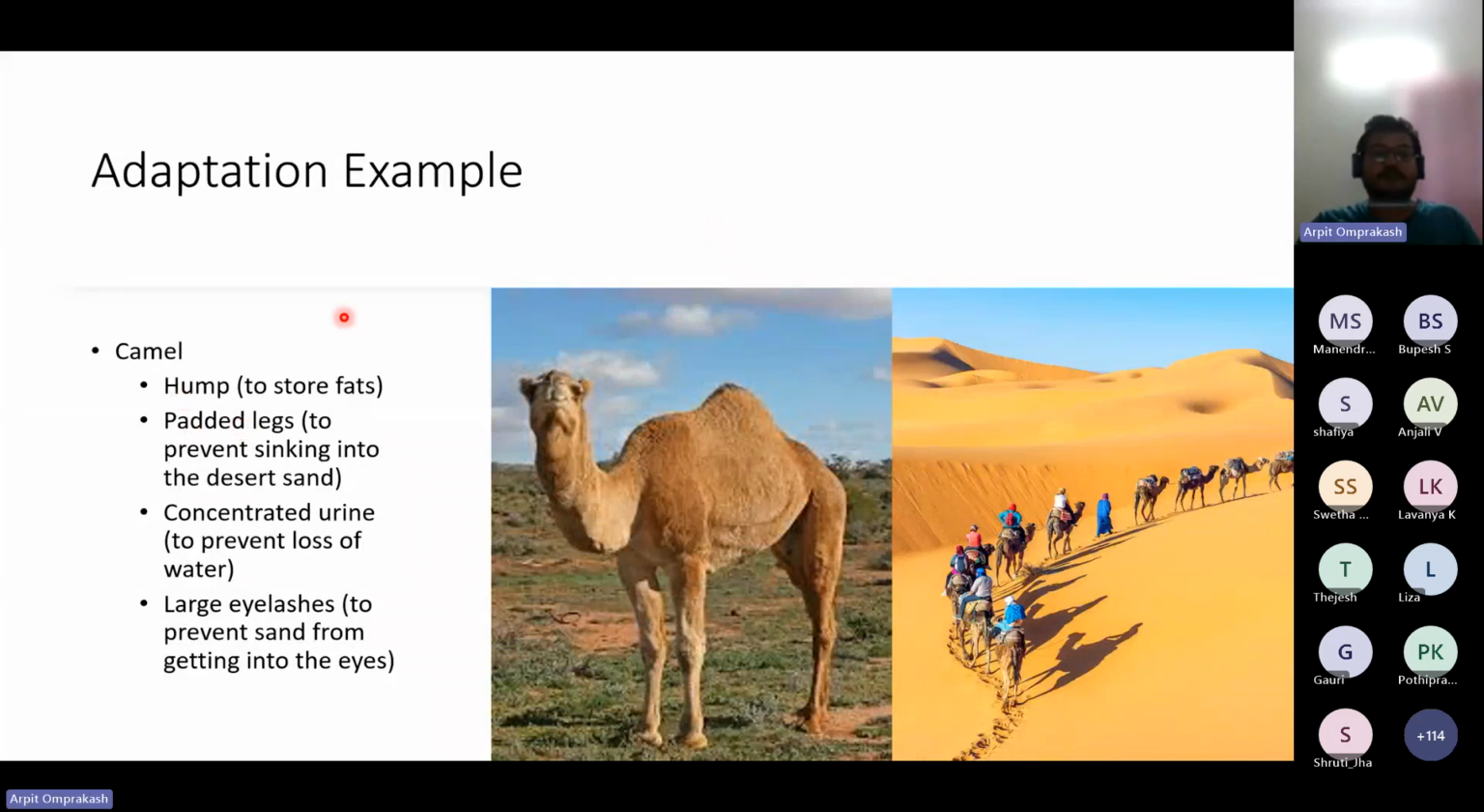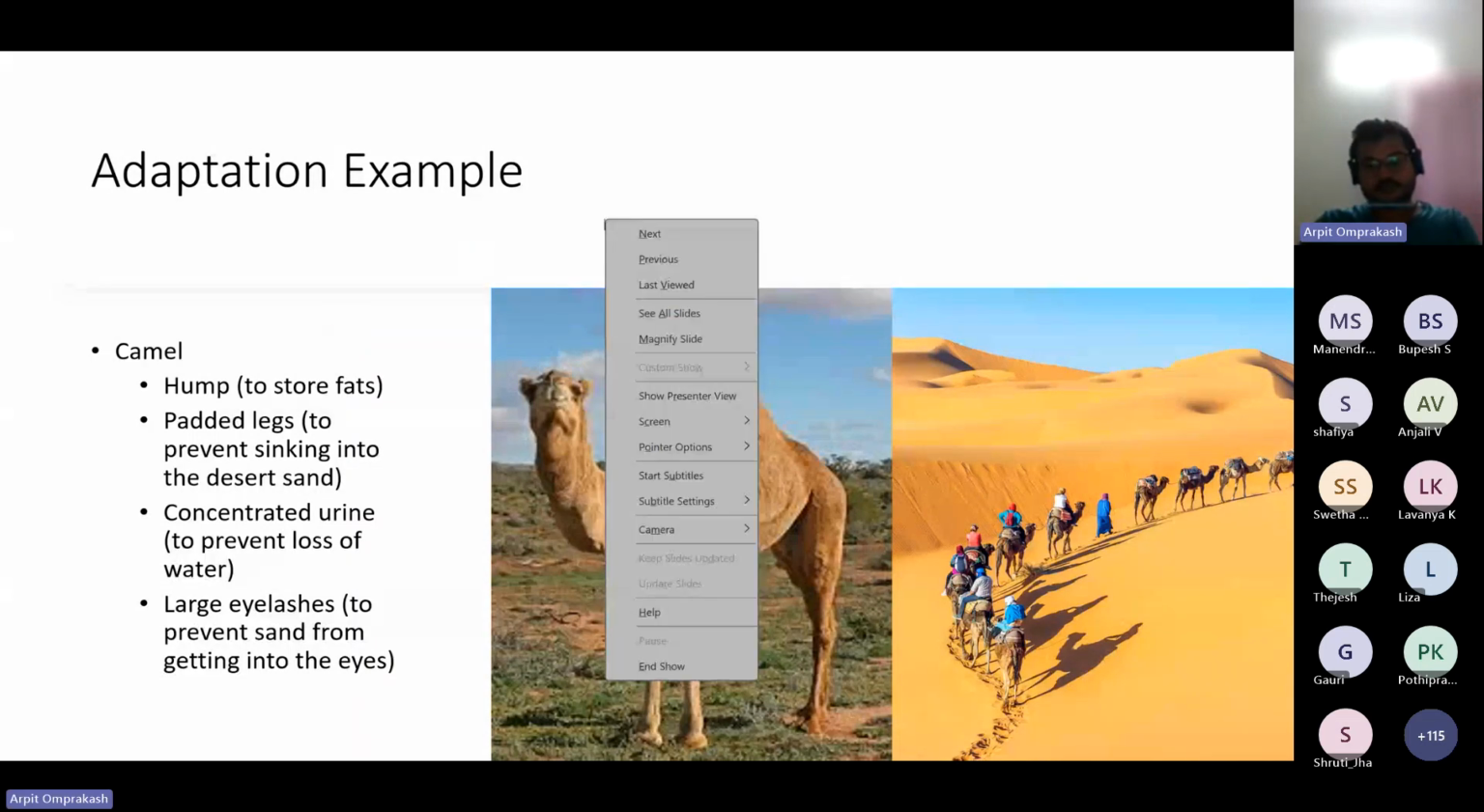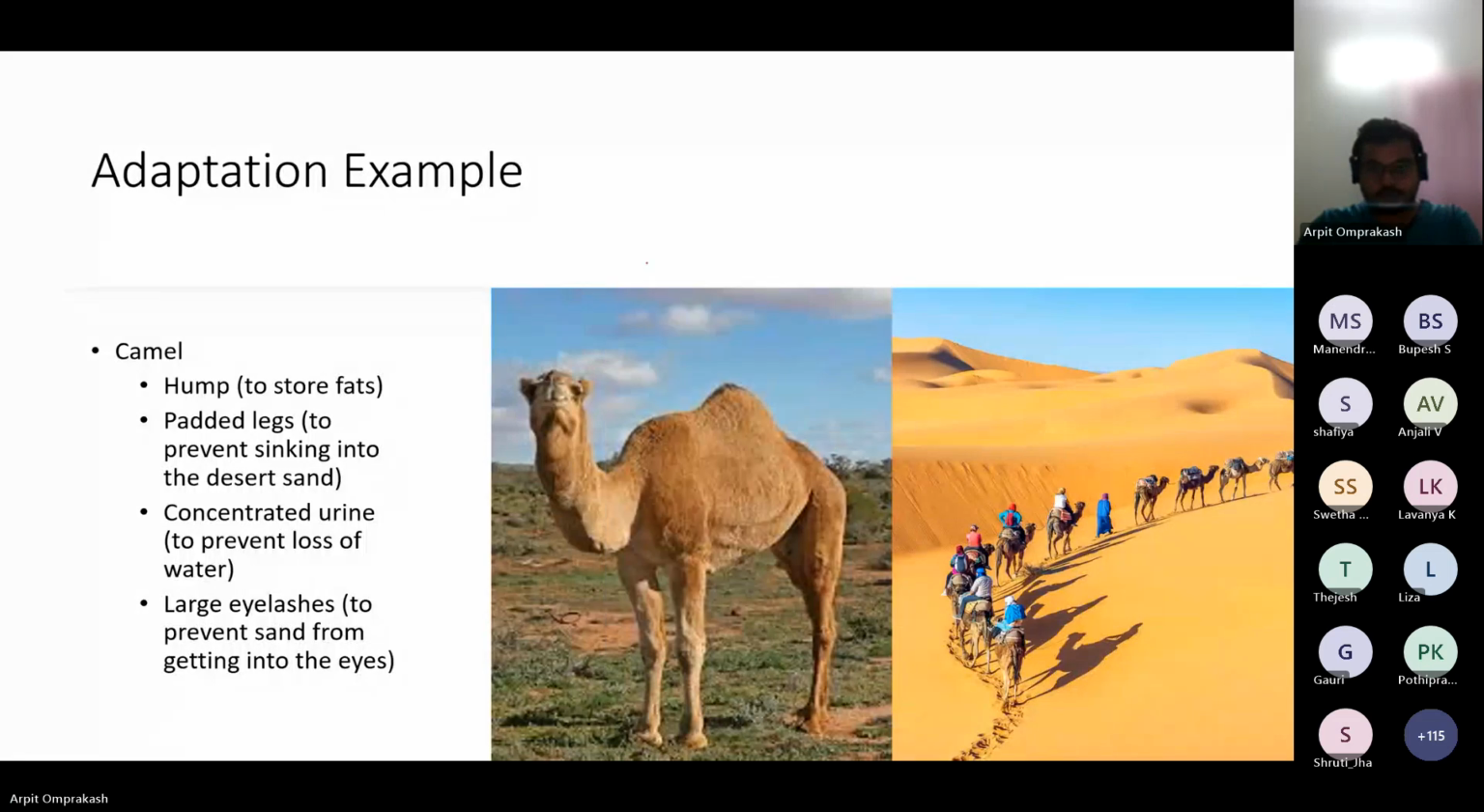Camels also have padded legs. So what are padded legs? For example, this is a normal leg, and this is a padded leg where you have more surface area. Camels have a padded leg because a padded leg helps them prevent sinking into the desert sand. So how does this work?